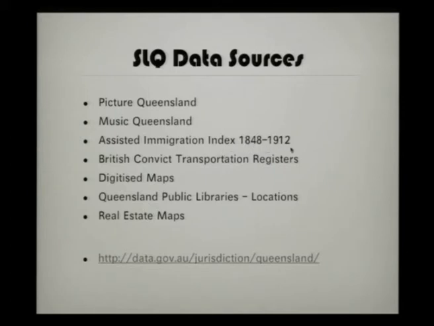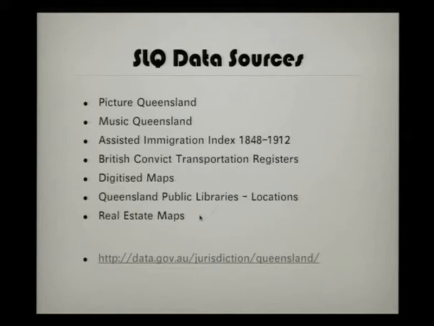There's also Assisted Immigration Index from 1848 to 1912. So you can see this great big long list of people that immigrated to Queensland. You can see the British Convict Transportation Registers and have a look through that. I personally looked through, I think, the immigration one for people with the same last name as me, just to have a little look-see.